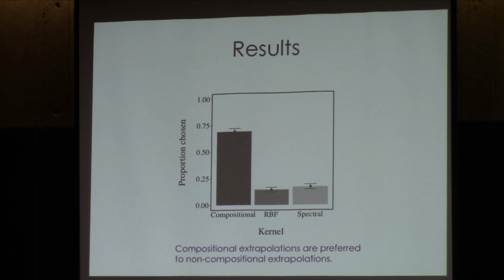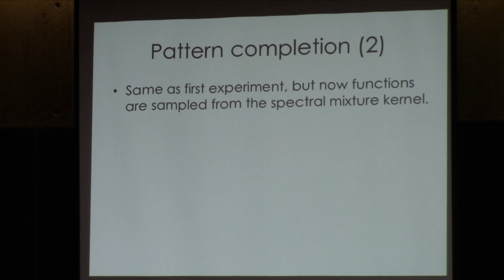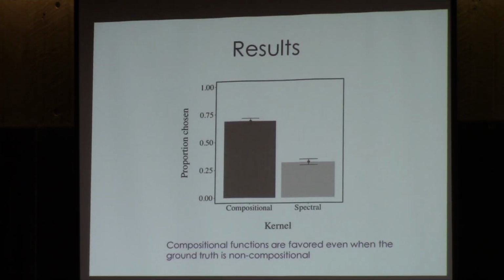So maybe what we're seeing here is just that people are fitting the data that they were shown. But in the second experiment, we did the same thing, but now we use functions drawn from a spectral mixture kernel. And here, we actually still find that people prefer compositional extrapolations.